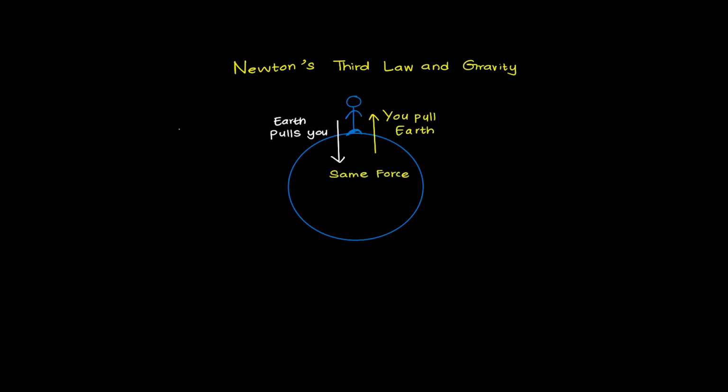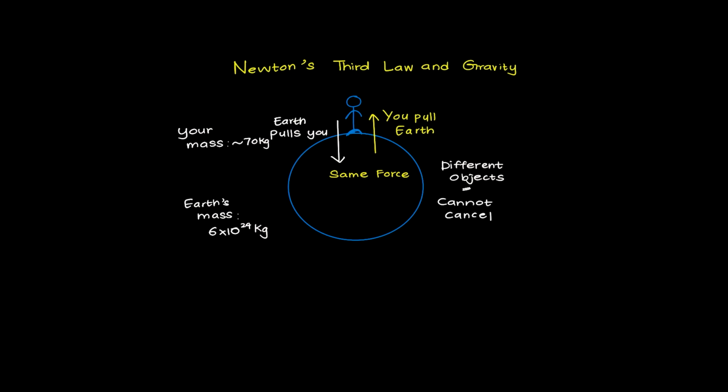Mass difference. You and Earth experience the same force, but Earth is incomprehensibly more massive. The same force that accelerates you noticeably toward Earth barely budges the planet. The forces don't cancel each other because they act on different objects. One on you, one on Earth. They're an action-reaction pair, not opposing forces on the same object.